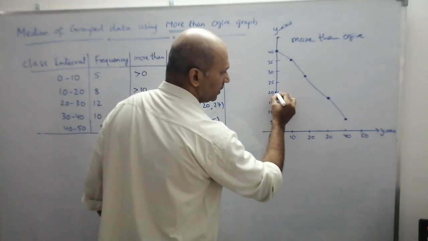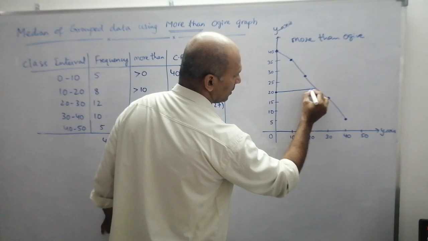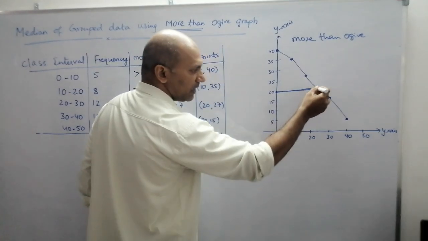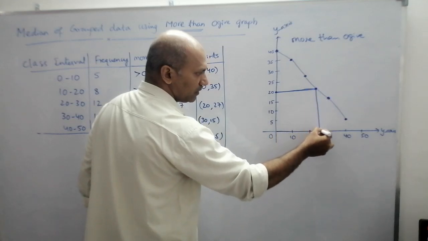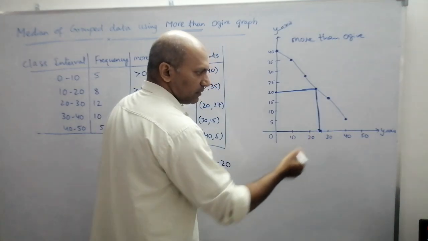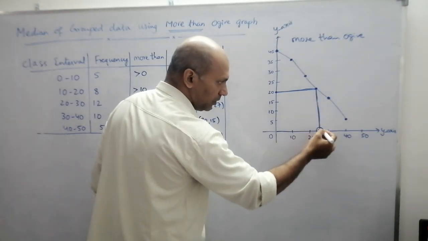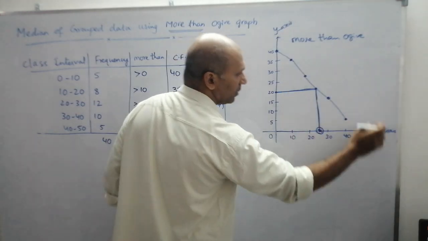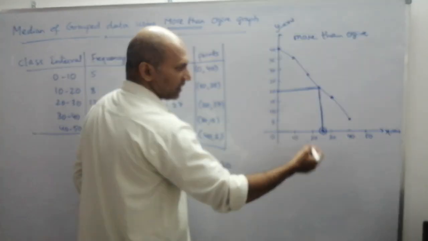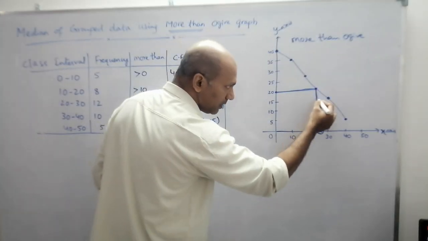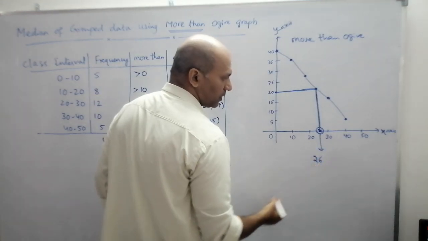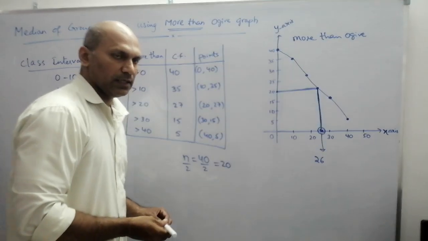From here we need to draw a straight line, a horizontal line. Wherever this line is touching the graph, stop there and drop a perpendicular from there. Sorry, I wrote both y-axis. This is x-axis, this is y-axis. Wherever this perpendicular is touching the x-axis, that will be our median. So it is approximately 26.